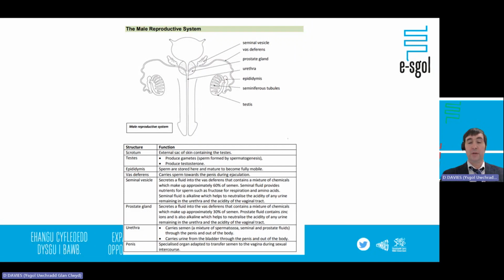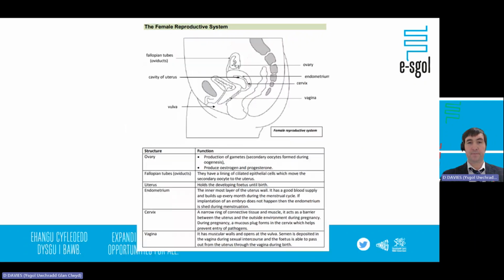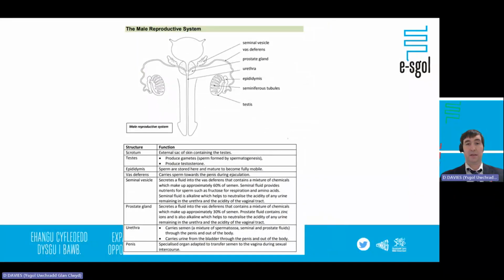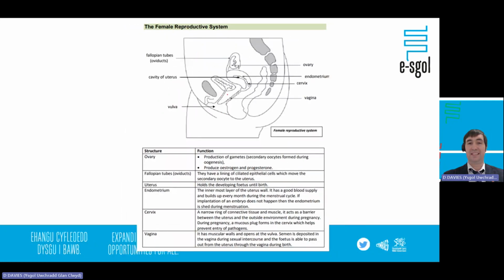So you need to make sure that you've got structure and function nailed down for the male reproductive system. You also need to do the same for the female reproductive system. The view that we had before was a frontal view. The view that you have here is a side view, not a frontal view.